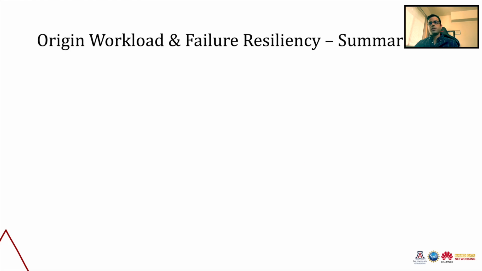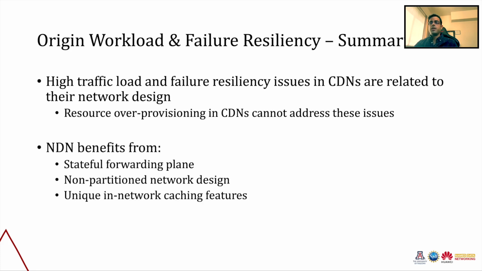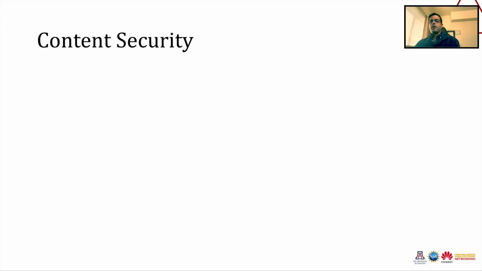To summarize what we discussed up till here, we quantify two main issues that come with CDN's network design that cannot be addressed by resource provisioning. The results also show that these two issues are properly answered by the NDN testbed because of its stateful forwarding plane, network design, and unique in-network caching features. As the last metric, we want to briefly discuss security models employed by CDNs and NDN.